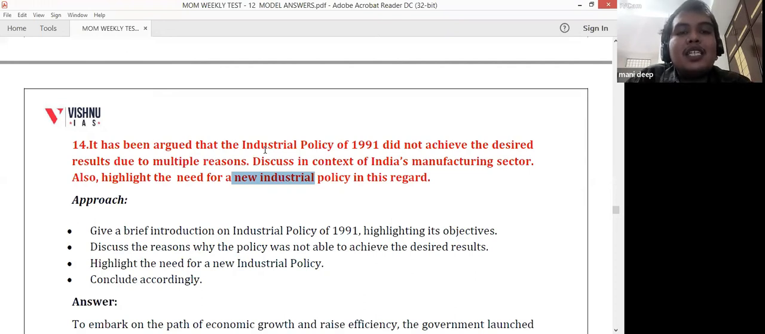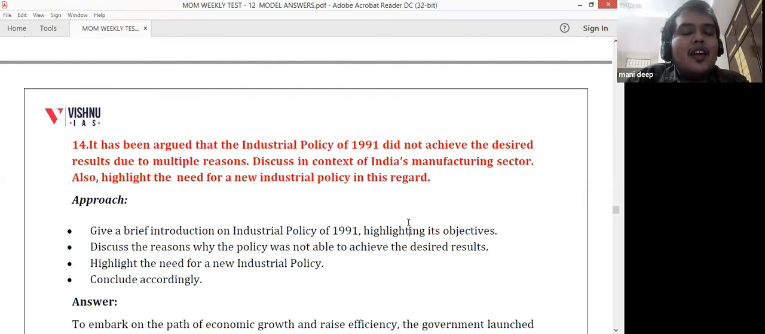We should also provide some facts. One you can say is that the industrial base in India is stagnant, around 16% from 1991 to 2020. For 30 years, the industrial base is only 16%. Then you should write about what the issues are.